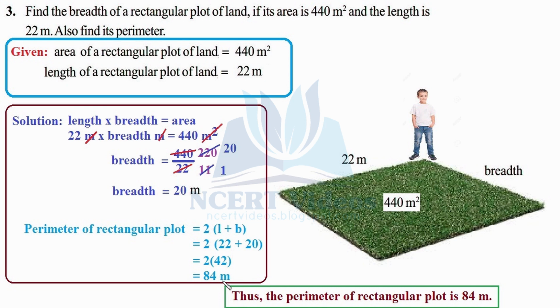Always write meters, else it will just be a value 84 and nobody will ever know what it refers to. Therefore 84 meter is the perimeter of the required plot. The same has been written here. So that completes your question number 3.